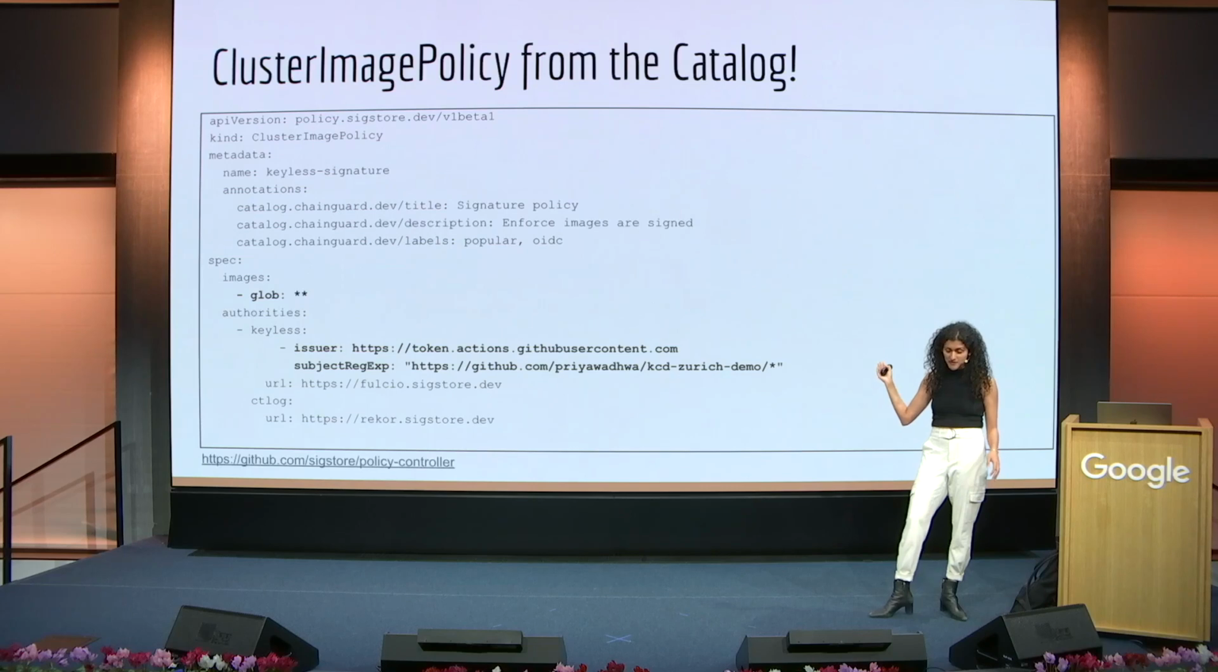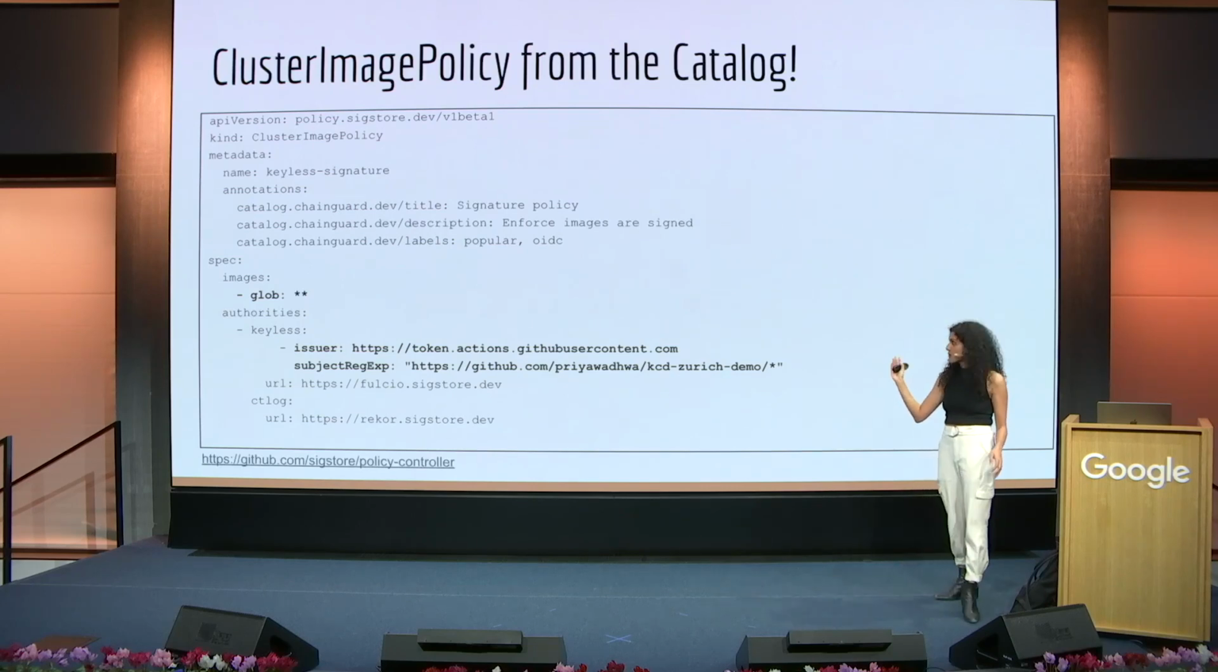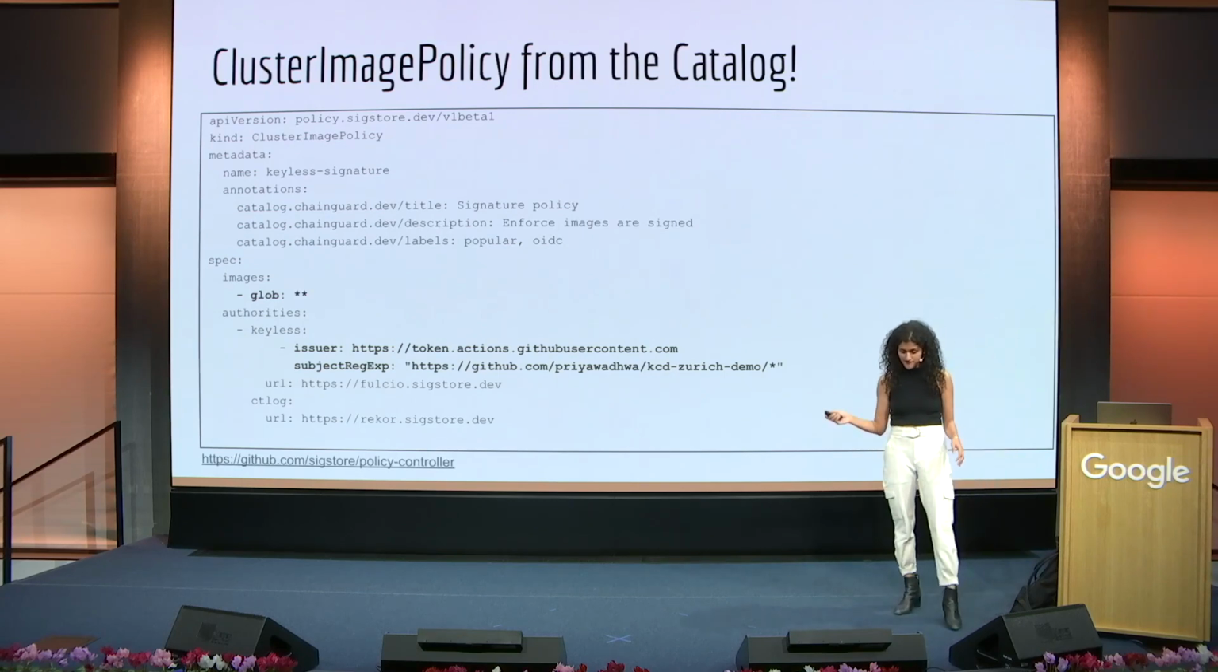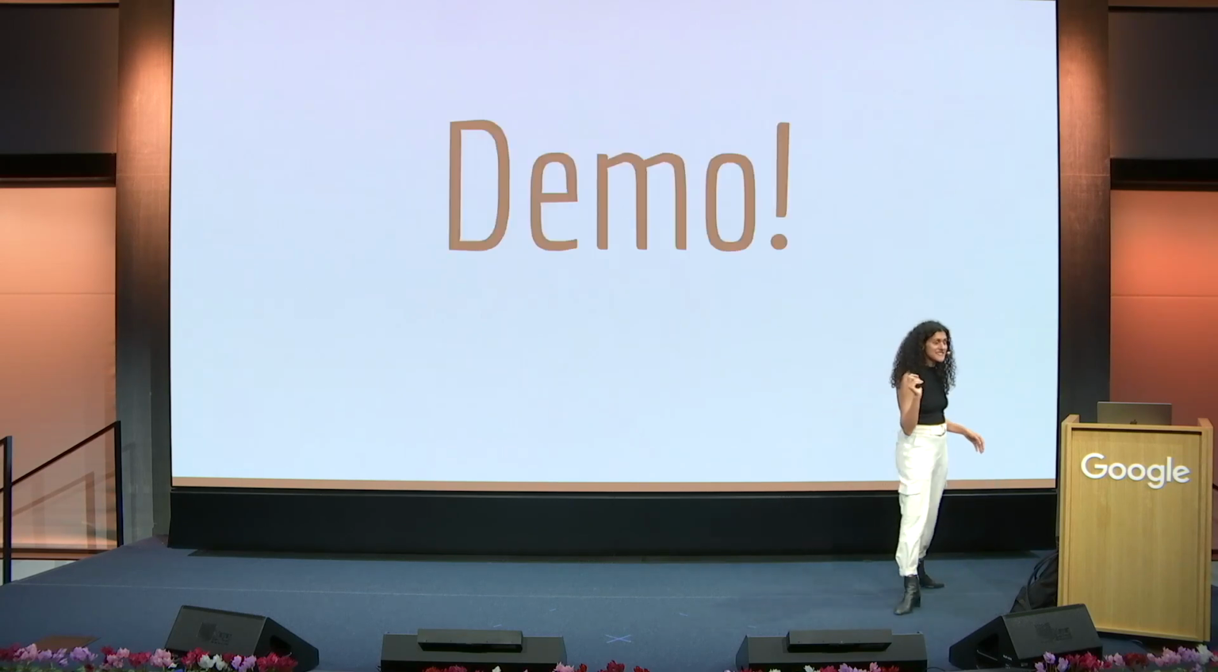So here we have a slightly more complex policy. This is the one I'm actually going to be running in my next demo, where we say that all images running in our cluster must be signed. Specifically, they must have been signed within my own GitHub Actions workflow. So let's take a look at that.